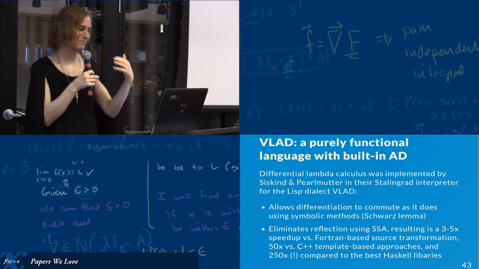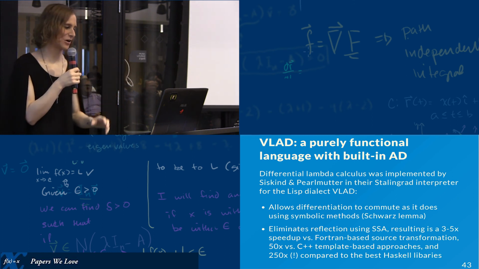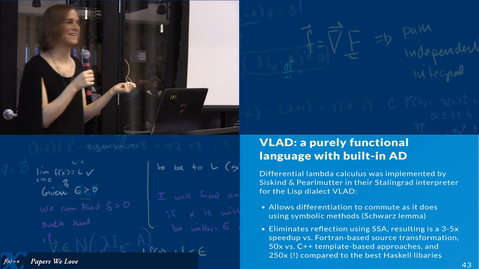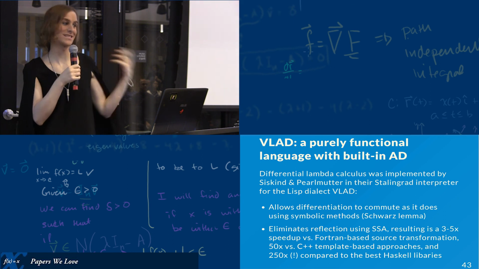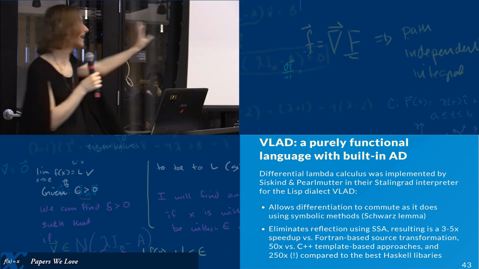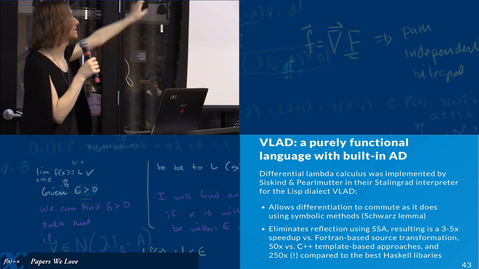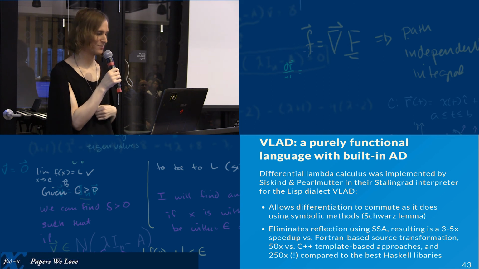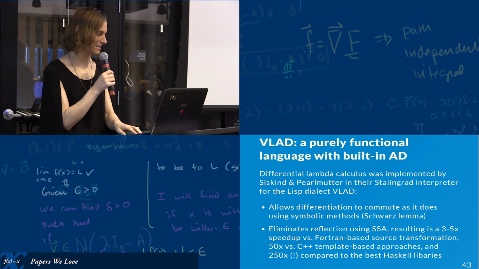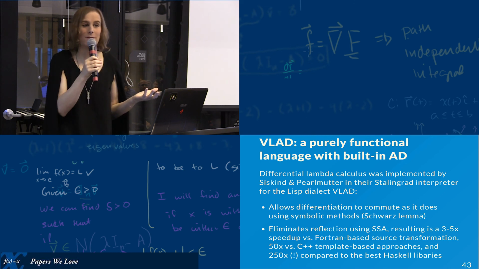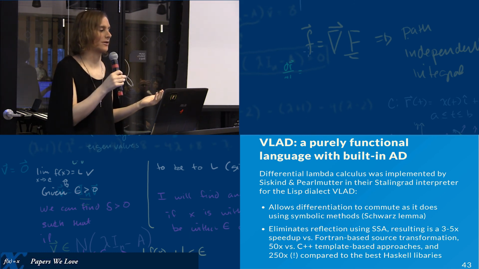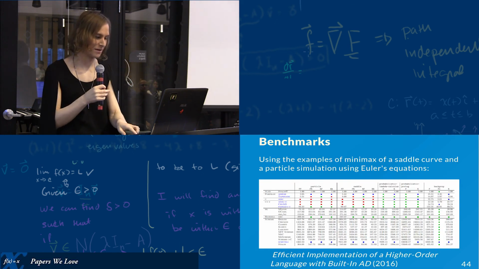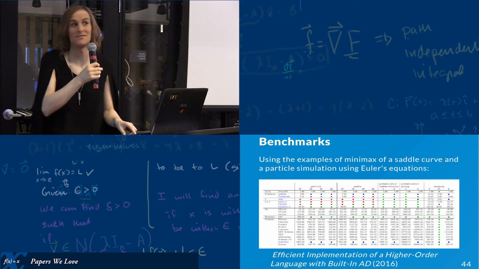Now, this might seem highly theoretic, but it was actually implemented in a Scheme interpreter called Stalingrad for a dialect called VLAD. If you've ever read any papers by the two of these, you'd understand why they would name things so peculiarly. It's nothing more than an implementation of the differential lambda calculus. So it's a purely functional language with built-in AD operators, which allows it to be very fast. That's the punchline of that.